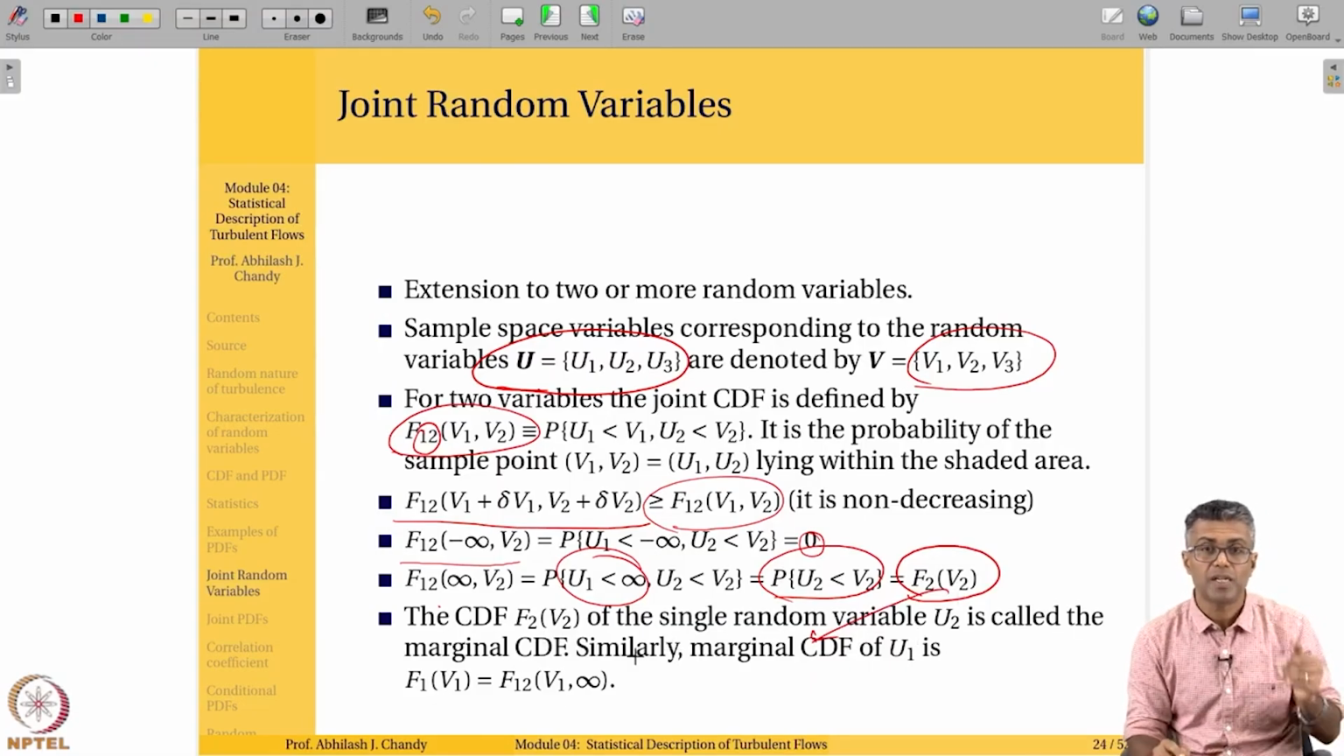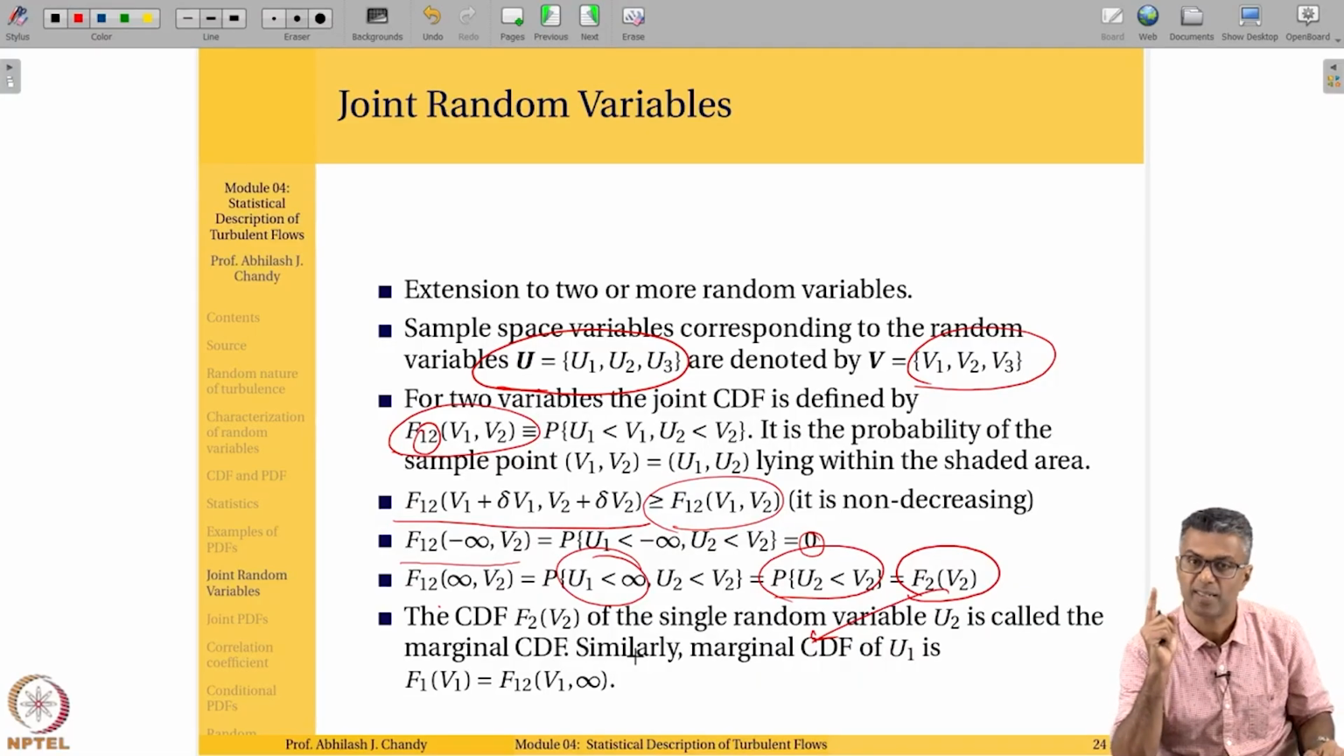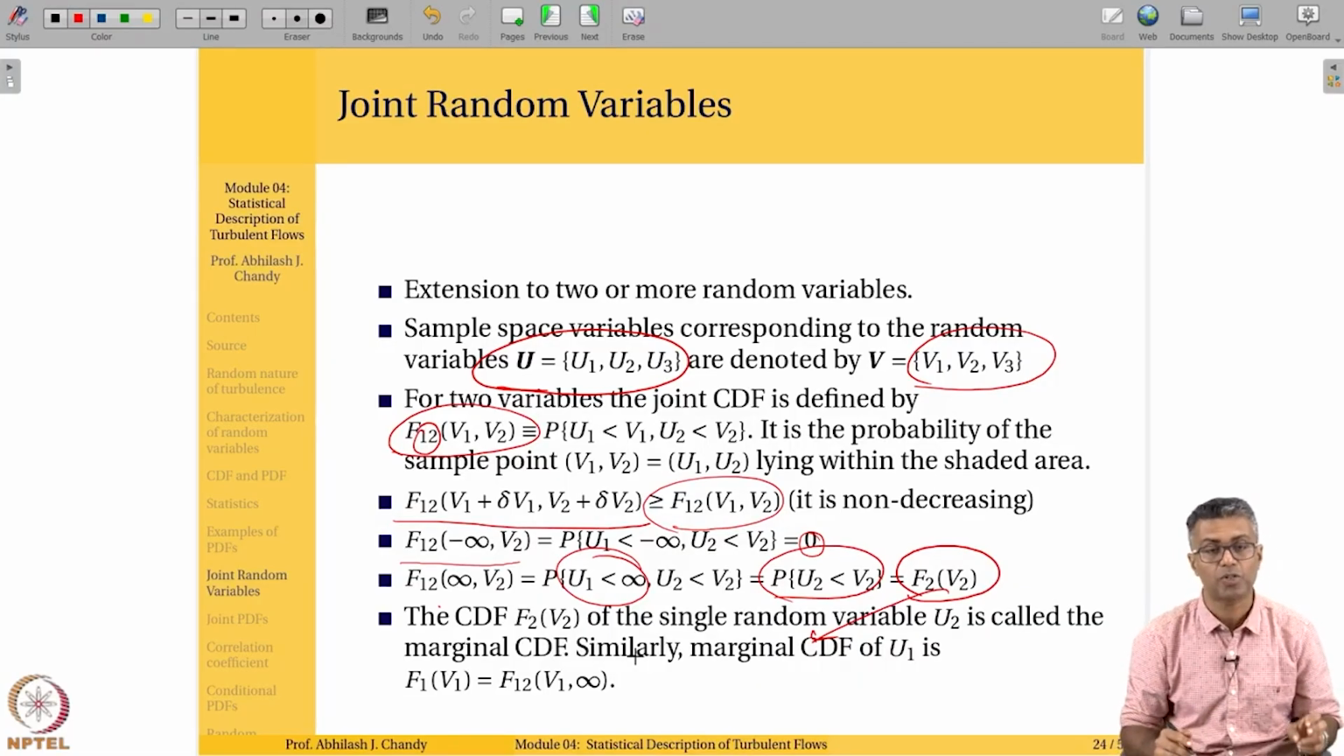The marginal CDF comes into play only when you have joint random variables. Earlier we were looking at a single random variable, and we don't call it a marginal CDF. We call it a marginal CDF only in the case of joint random variables, when you take the probability of an event of one or the other variable separately. That is a marginal CDF.